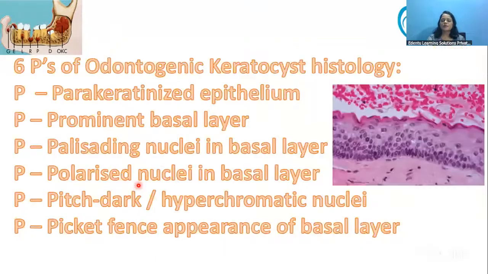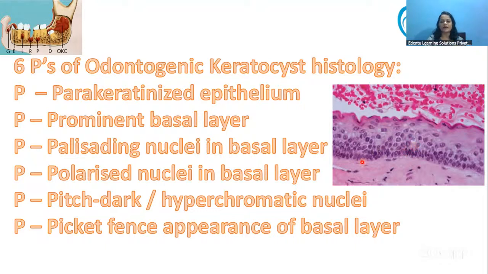Okay. So coming to the histopathology of OKC, please remember these 6 P's. While writing the histopathological features of OKCs, please make sure that you mention these 6 P's in your answer paper. So what are those 6 P's? First is the parakeratinized epithelium. The epithelium will be parakeratinized. Then next is the basal layer. About the epithelium, there is only one point, only one P. The remaining things are about the basal layer characteristics.